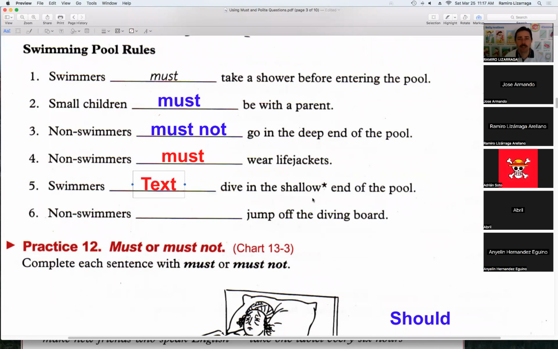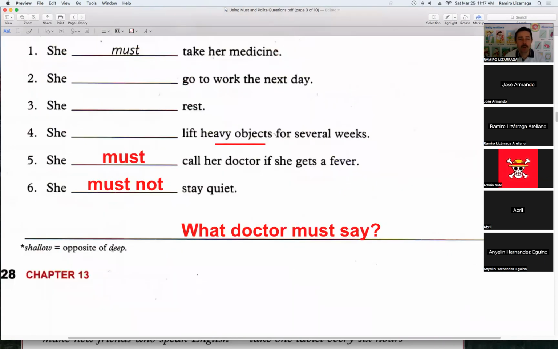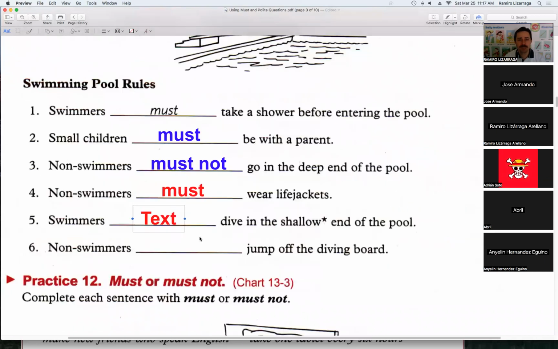¿Qué significa shallow? Por aquí viene la definición de shallow al final. The opposite of deep. Entonces, swimmers, what do you think? Must or must not dive? ¿Saben qué significa el verbo dive? ¿Ustedes? ¿Quién tiene idea qué significa el verbo dive?